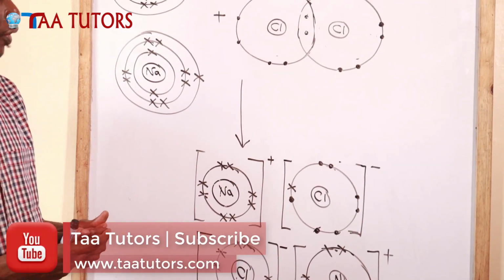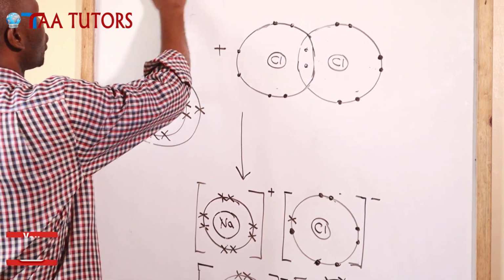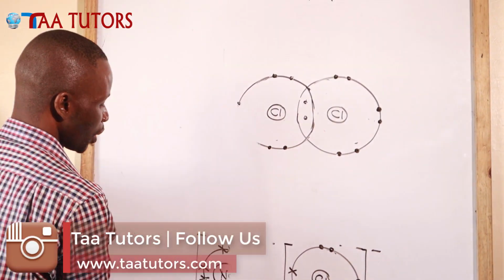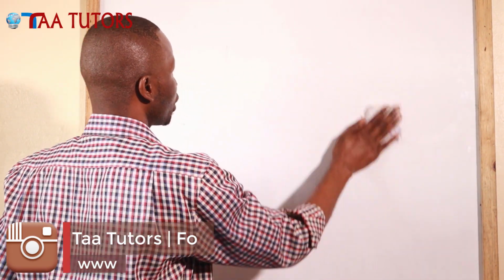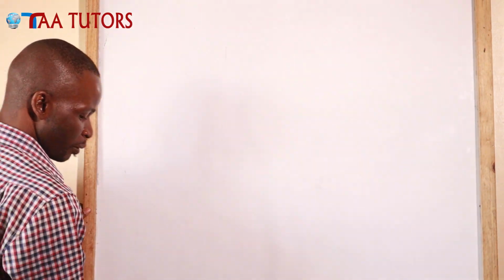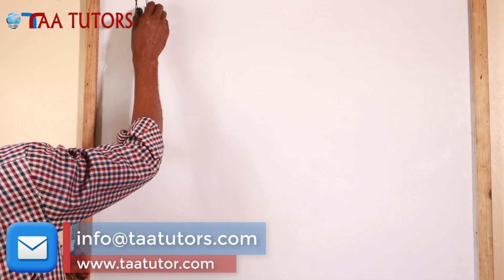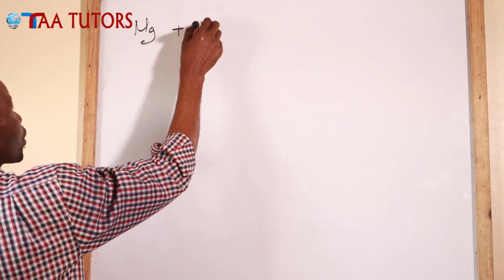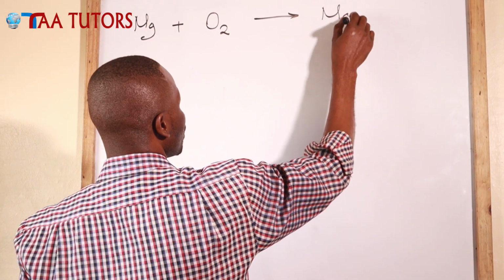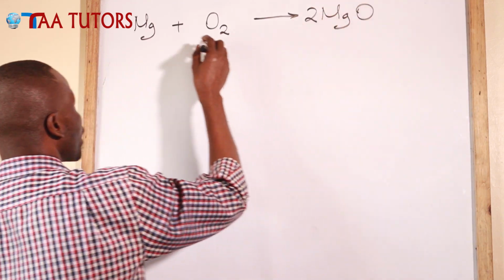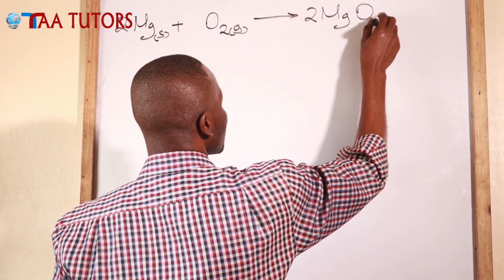Viewers, quickly, I want to move to another example, which is magnesium reacting with chlorine. Or let me say magnesium reacting with oxygen first. If magnesium is reacting with oxygen, we have Mg plus O2, since oxygen is diatomic, giving MgO. We balance by having 2 there. This is a solid, this is a gas, and this is a solid.